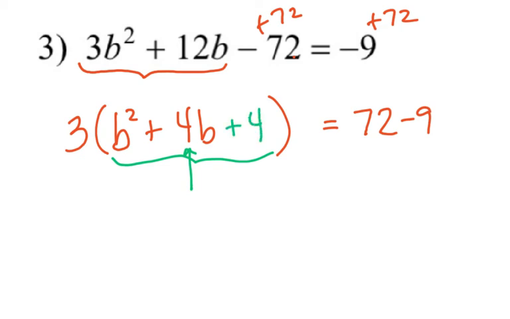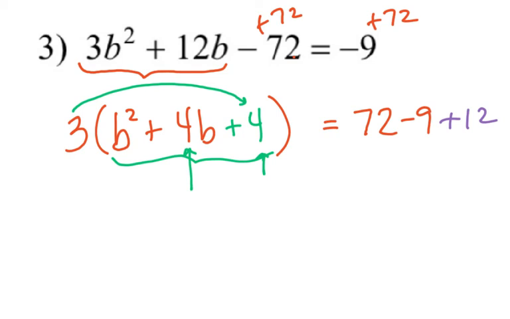So inside my parentheses now I have a perfect square binomial. But remember that we have to keep everything balanced. What I add to one side, I have to add to the other side. The mistake people make is they'll do plus 4 right here. The problem with that is that I didn't really add 4 here. What I really added was 12. And so what I need to add on the other side is 12.